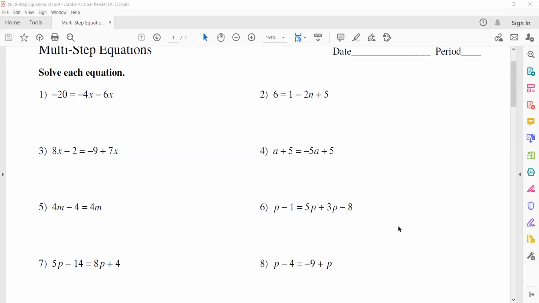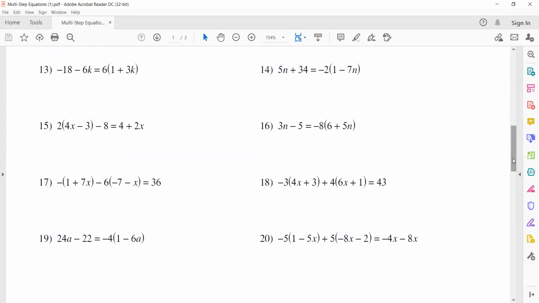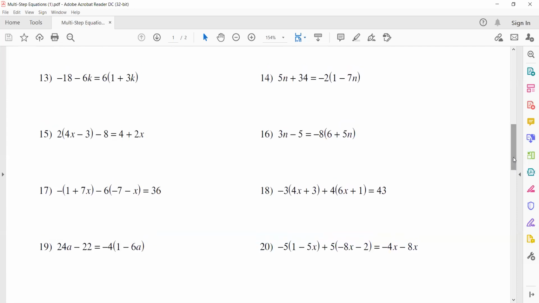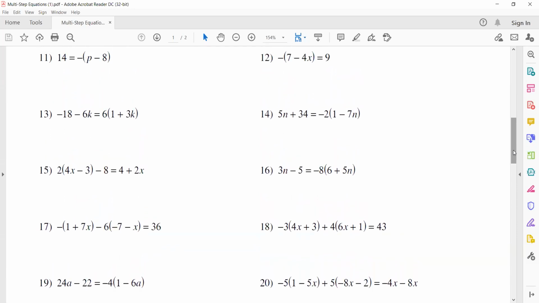If you're curious about the other no solution problem on this handout, I believe it's number 19. But let's look at number 15.